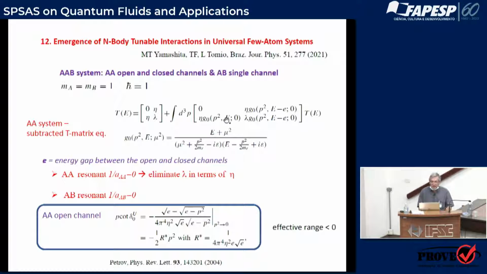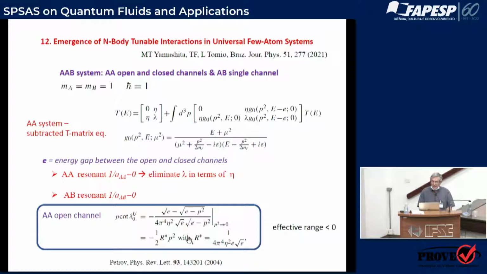Okay, you can solve that. For example, for the open channel, you have your K cot delta in this form that I wrote here, in a way to allow the scattering length for the AA system to be infinite. And then I can even eliminate one factor, just to simplify.